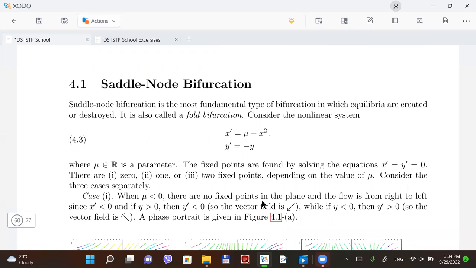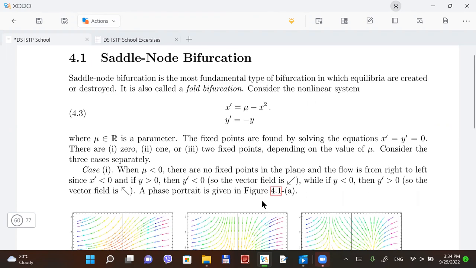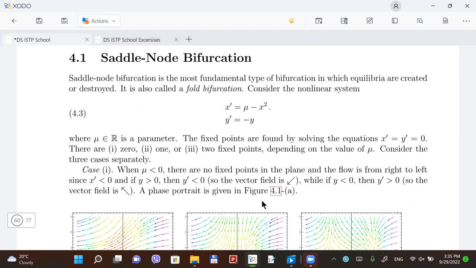Saddle-node bifurcation is the most typical, in which equilibria are destroyed or created. It's also known as the fold bifurcation, and the canonical normal form of the saddle-node bifurcation is a nonlinear system of this form. So what are the fixed points of the system? Obviously, x-dot zero, but depending on mu, x squared is mu.